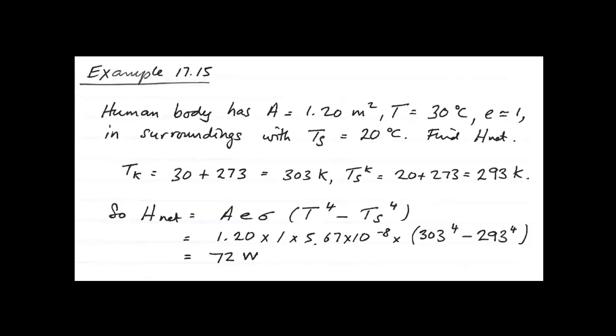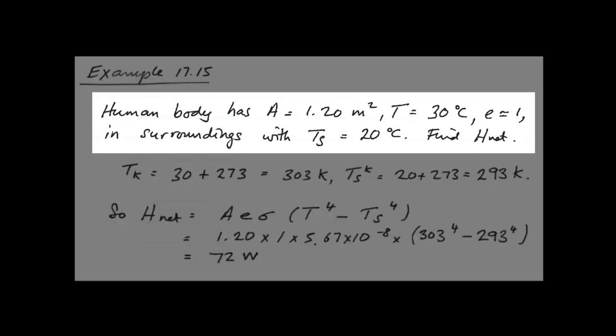Example 17.15 includes absorption as well as emission. The human body has an area, on average, of about 1.2 meters squared, and let's say a surface temperature of about 30 degrees centigrade, and an emissivity of about 1. The body is in surroundings with the T_S, temperature of the surroundings, of 20 degrees centigrade. Find the net heat outflow from the body.